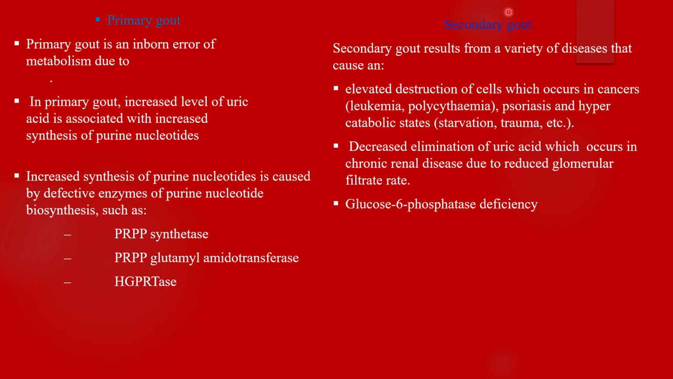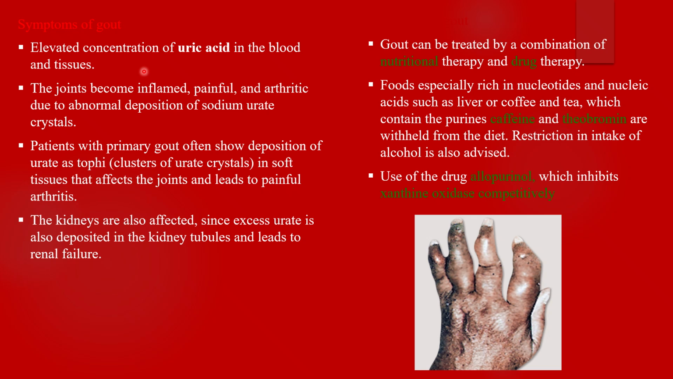Then secondary gout results from a variety of diseases that cause elevated destruction of cells, which occurs in cancers like leukemia or polycythemia, psoriasis, and hypercatabolic states like starvation and trauma. Then there is decreased elimination of uric acid, which occurs in chronic renal diseases due to reduced glomerular filtration rate, and glucose 6-phosphatase deficiency. Then what are the symptoms of gout?